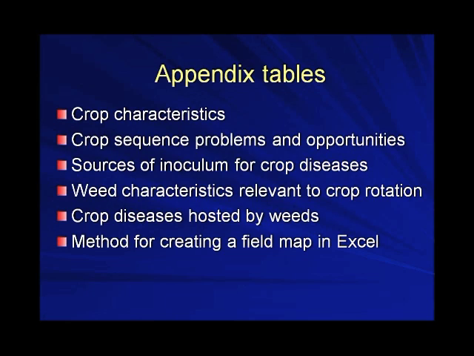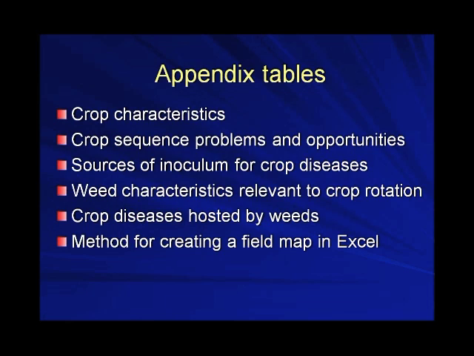There's a table of crop characteristics, the family of the crop, but perhaps the most interesting part of that table is there's information on the amount of nitrogen, phosphorus, and potassium that each crop will take up based on 1,000 pounds of yield. And then crop sequence problems and opportunities. I'll say a little more about that in a minute.